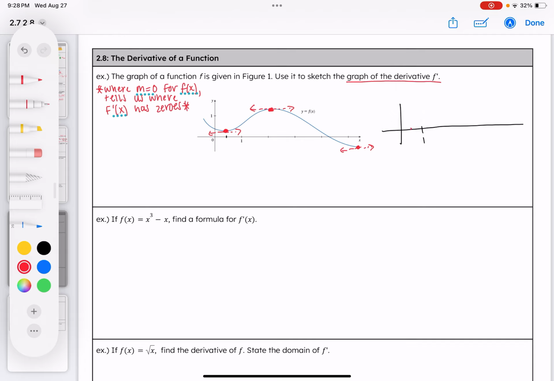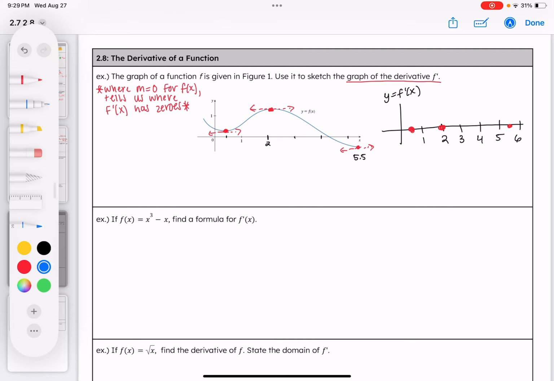Okay, so I'm going to have a 0 on my derivative graph, f prime of x, at about 1/2. I also see that I have a slope of 0 at about 2. So I want to make sure that my derivative graph has a 0 at 2. And then I have another 0 at about, we'll say that's about 5.5. I know it's not exact. 3, 4, 5, 6.